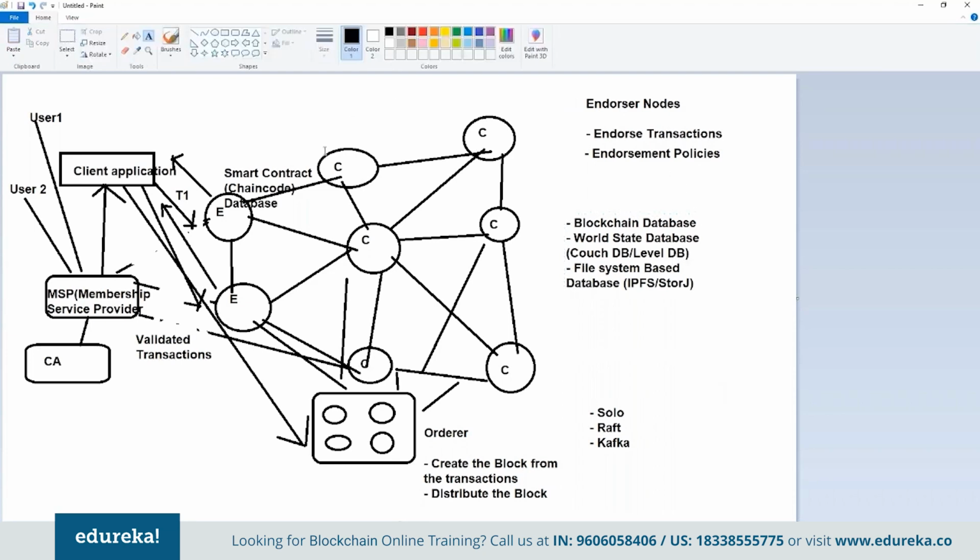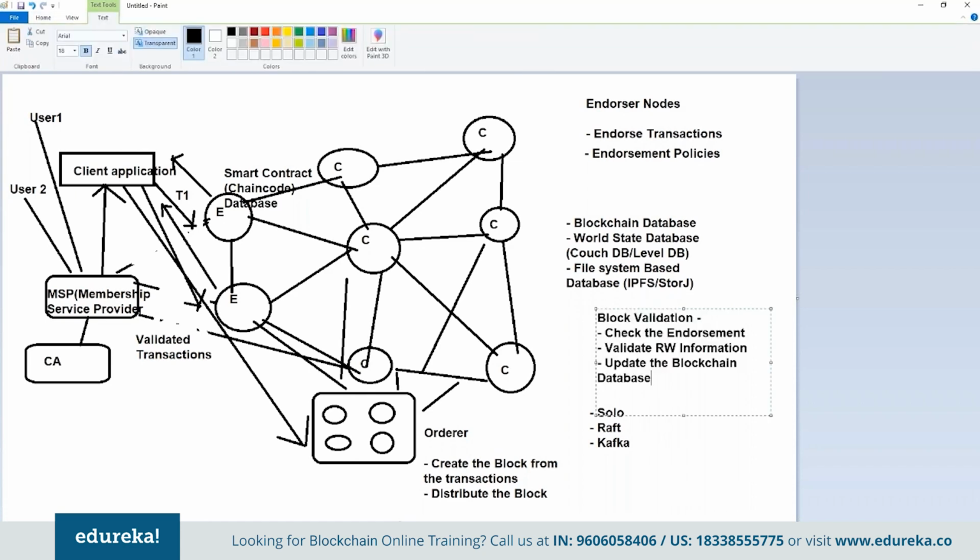Your blockchain database is the set of transactions or the blocks. The world state database is the recent state of all those transactions. So the world state is also updated when you update the blockchain database transaction. And then you can have the individual files stored in different kinds of distributed file systems like IPFS or StoreJ, and they can be connected with the blockchain database because we can store the signature of these files in our blockchain network.